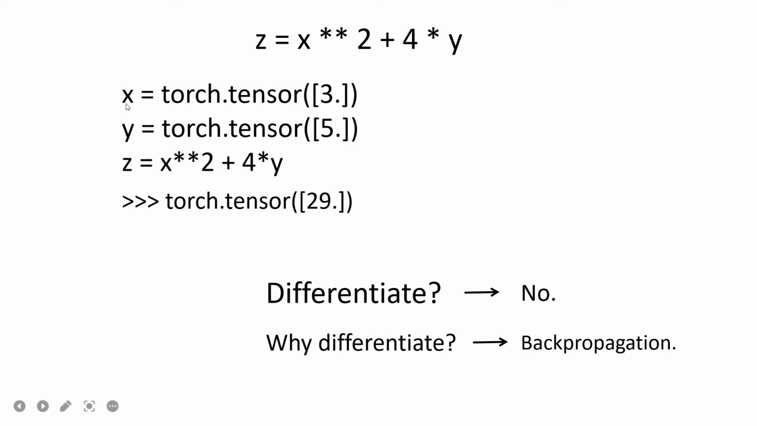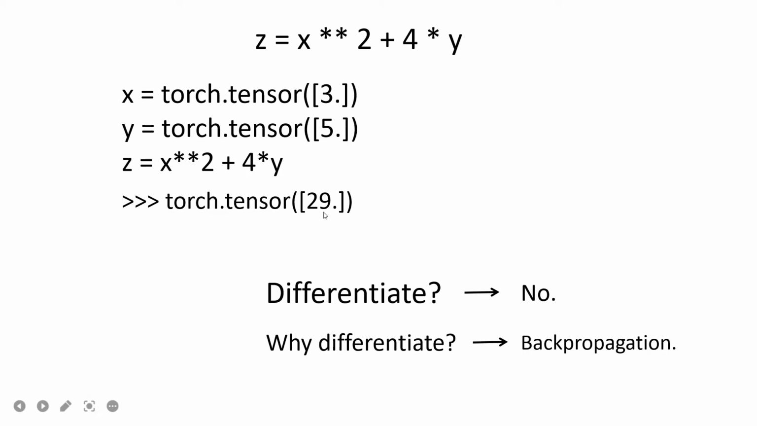So I have assumed the value of x to be 3 and the value of y to be 5. And when I say z equal to x square plus 4y, this expression is evaluated and you get the answer 29. So x square, x is 3, 3 square is 9, and 4 into y is 5, that is 20. 9 plus 20 is 29.